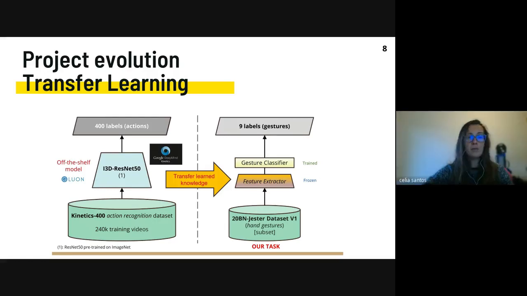So, well, regarding the network, we selected an inflated 3D convolutional net with ResNet 50, which is pre-trained on ImageNet, since it's a state-of-the-art model with a good balance between accuracy and computational requirements. We use it in our model to extract the representations from our data to determine the right gestures by training a 9-label classifier.